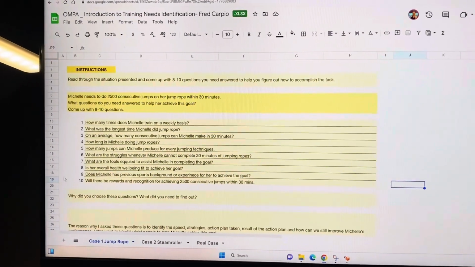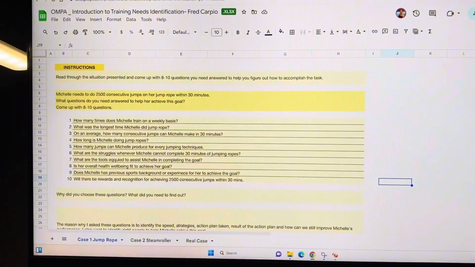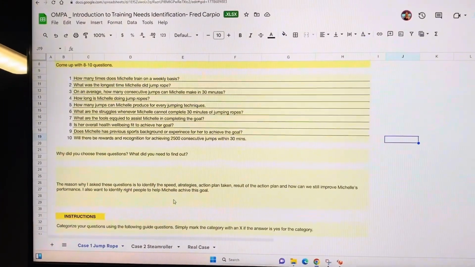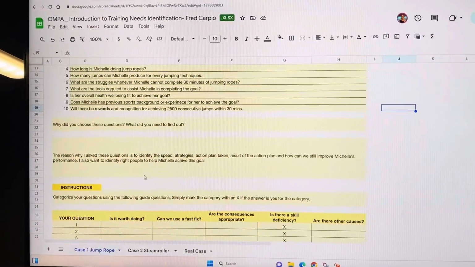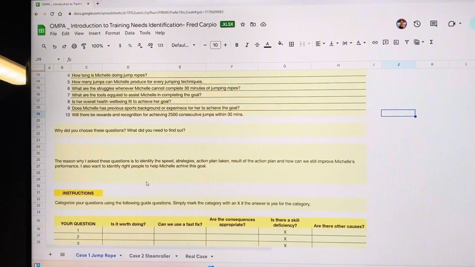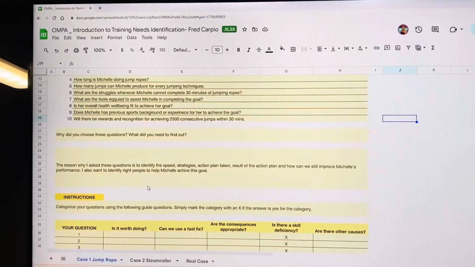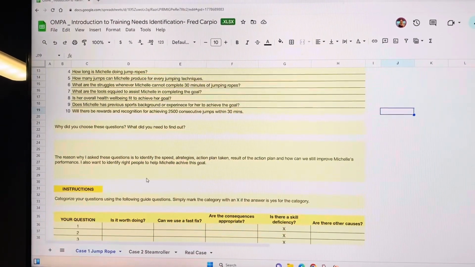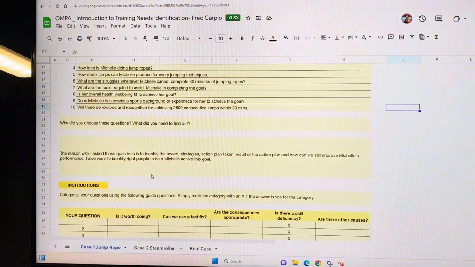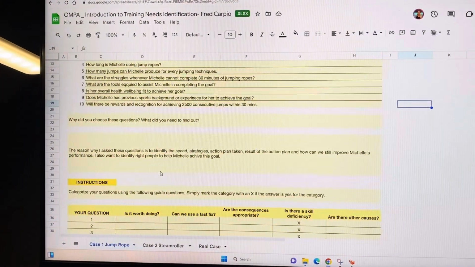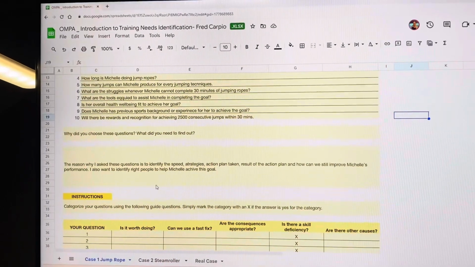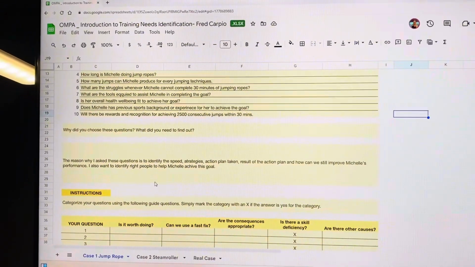So the next question is, why did you choose these questions? What did you need to find out? The reason why I ask these questions is to identify speed, strategies, action plan taken, the result of the action plan, and how we can still improve Michelle's performance. I also want to identify the right people to help Michelle achieve her goal.